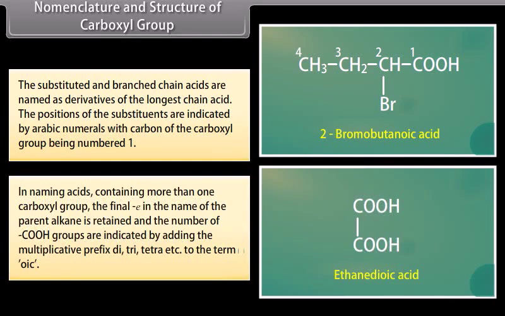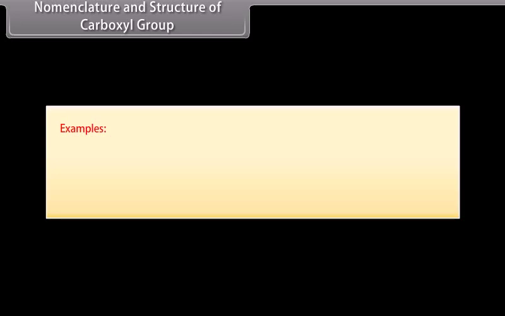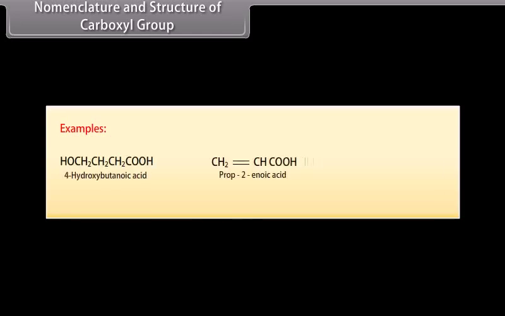In naming acids containing more than one carboxyl group, the final e in the name of the parent alkane is retained and the number of carboxyl groups is indicated by adding the multiplicative prefix di, tri, tetra, etc. to the term -oic. Examples: 4-hydroxybutanoic acid, prop-2-enoic acid, propanedioic acid.